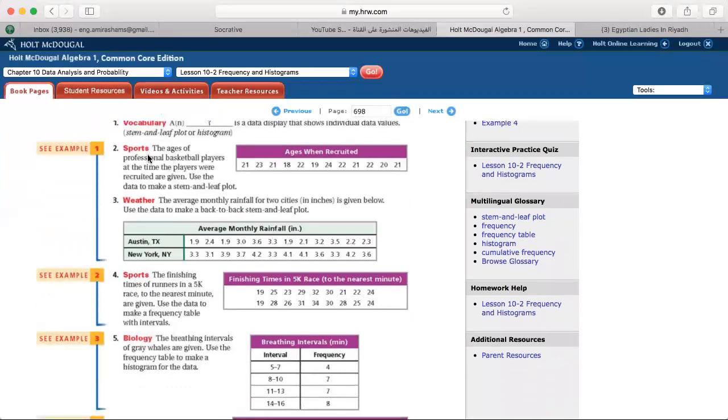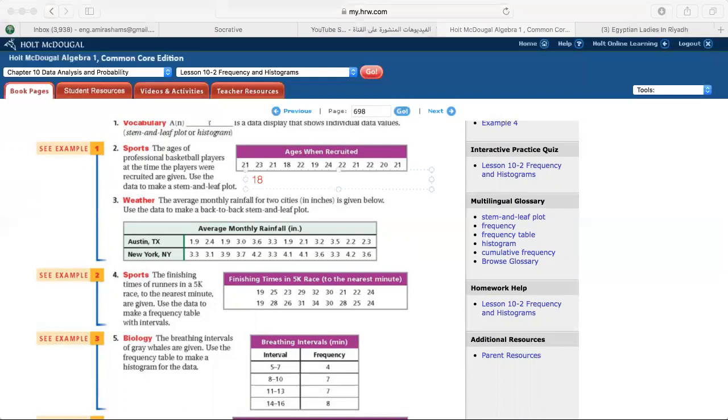I'm going to answer number 2 on page 698. The ages of professional basketball players at the time the players were recruited are given. Use the data to make a stem and leaf plot. To make a stem and leaf plot, I have to order the numbers from least to greatest. So let's do it together. What is the least number that I have here?